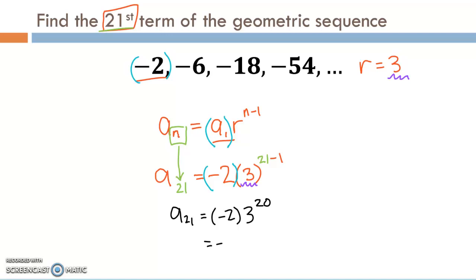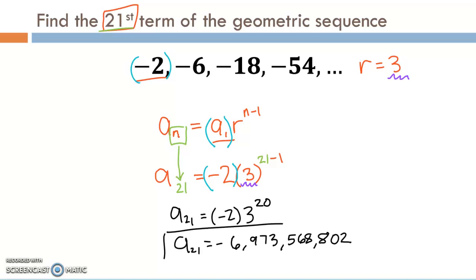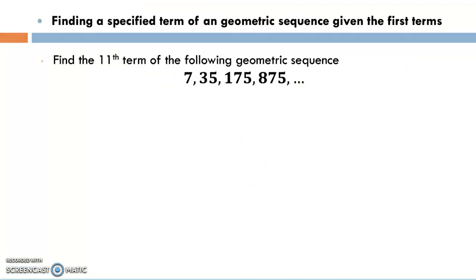We get negative 6,973,568,802. So we can see that geometric sequences, because we are multiplying, they get big really, really fast. Let's go ahead and work on this problem real quick. We have the sequence 7, 35, 175, and 875. This one might be one of those ones where r is a little harder to find.